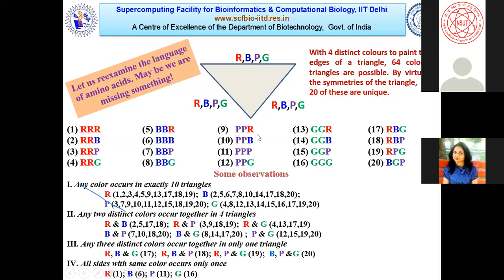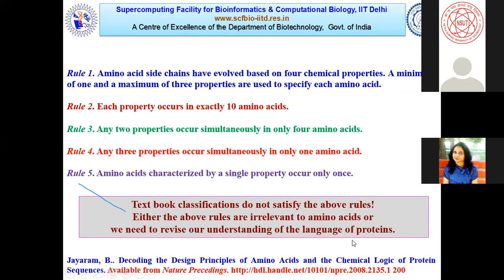If you want to appeal to mathematics, then you have a serious problem: you have to obey the rules of the game. So let us see what rules we come up with. Amino acids have evolved out of 4 properties. Each property occurs in exactly 10 amino acids. Any 2 properties occur simultaneously in only 4, and so on. Now, what about the textbooks? Let's go back to Lehninger, Stryer, whatever your favorite textbook is. None of the textbook classifications satisfies the above rules. This is terrible. Either these rules are irrelevant, or probably the textbooks are all wrong.